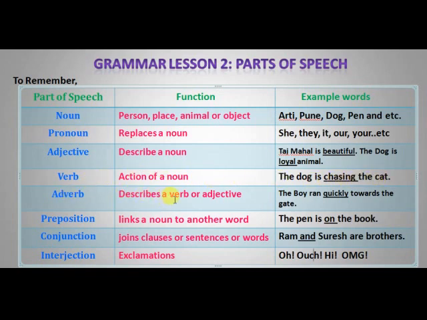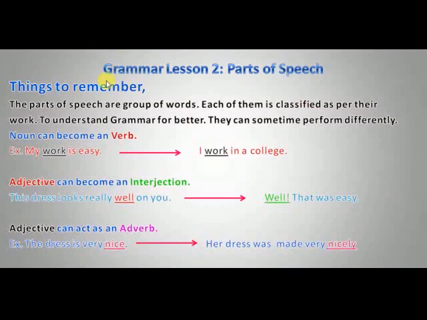The adverb describes a particular verb or an adjective, such as the boy ran quickly towards the gate. Preposition links a noun to another word. The pen is on the book. Conjunction joins clauses, sentences, or words. Ram and Suresh are brothers. And interjections are nothing but exclamations such as oh, ouch, hi, and oh my god. So here we end with grammar lesson 2, parts of speech.